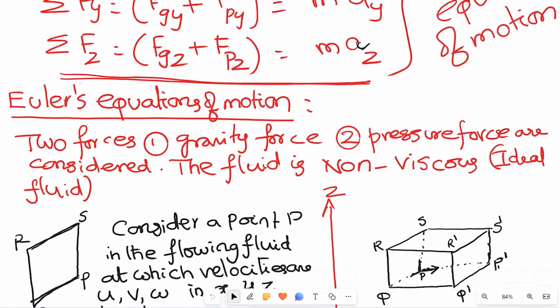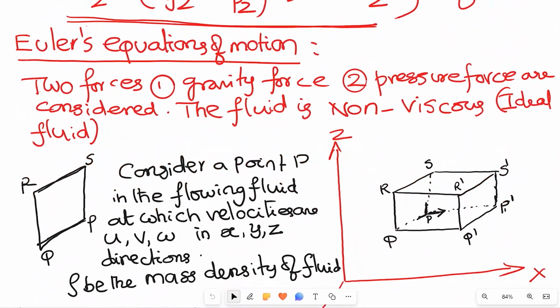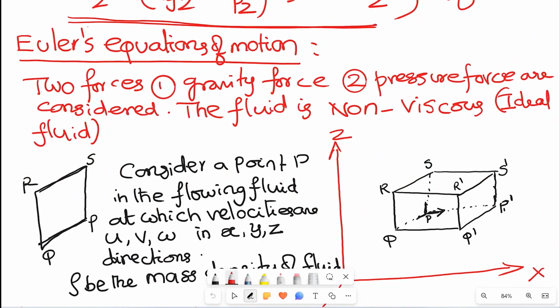So if I take the Euler's equations of motion, you see that only gravity force and pressure forces are considered. The moment I say gravity force and pressure force are considered, you can clearly take it that it is applicable to only non-viscous fluid flow. That means viscosity is zero. That means it is applicable to ideal fluid flow.